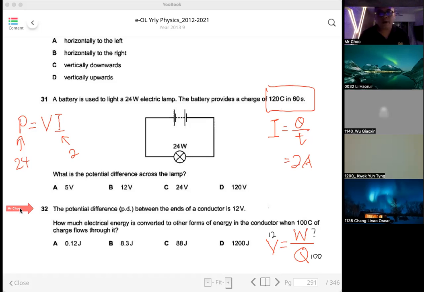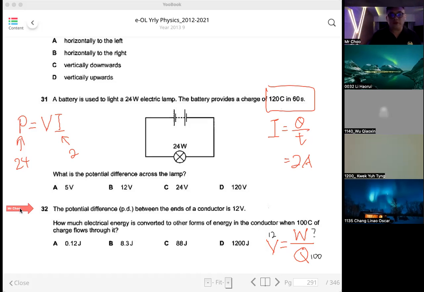Okay, Xiaoxing incorrect. So for question 32, it's just testing your understanding of the formula of potential difference. So V equal to W over Q. So for Xiaoxing, are you able to get the answer now? What is the correct answer now? Okay, well done.